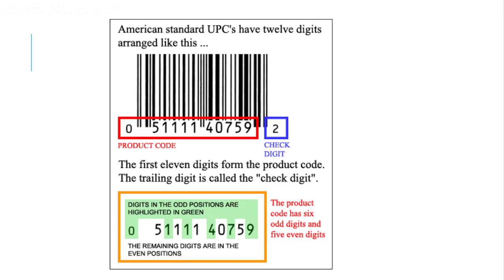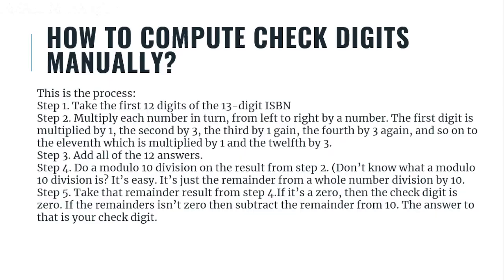Now, how do we compute the check digits? Let me show you. There are 5 steps. This is the process. You can just read it for yourself. But what is more important in this lesson, in our subject, is the modulo 10.